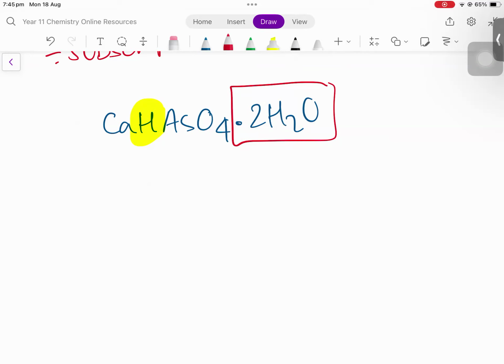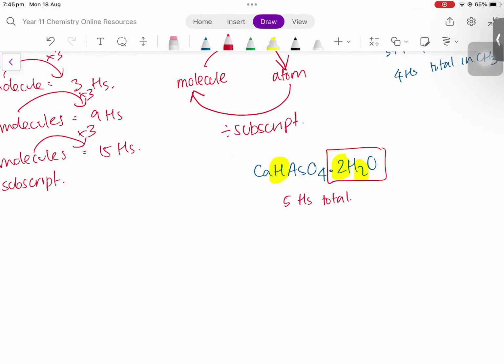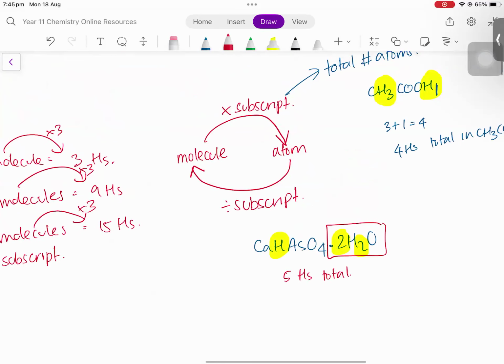5. Okay, good, 5. So 2 hydrogens per water, 2 waters in total means 4, plus the one on the left means 5 H's total. In this case, they gave me the molecule. They are asking me for hydrogen atoms. So I'm going times the subscript or times the total number of atoms.